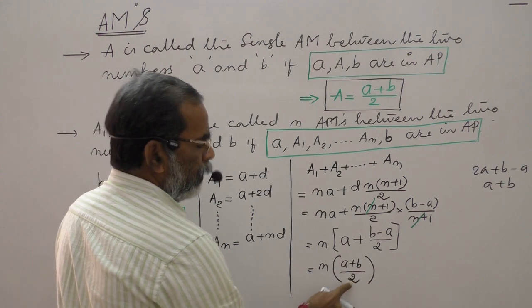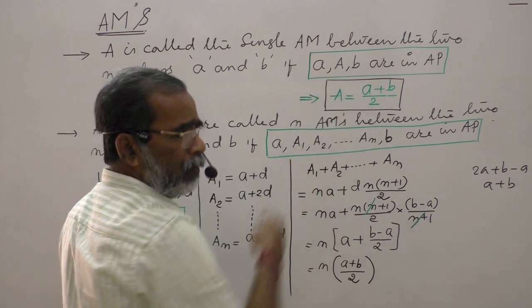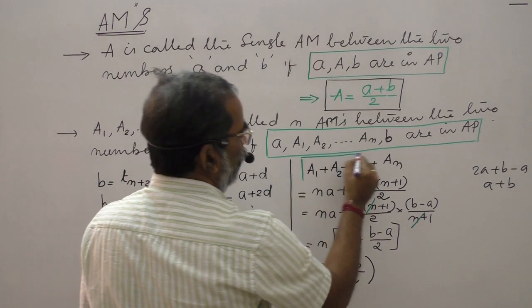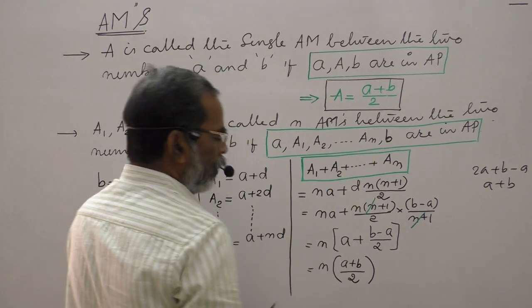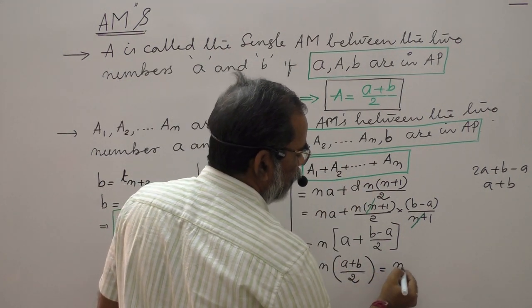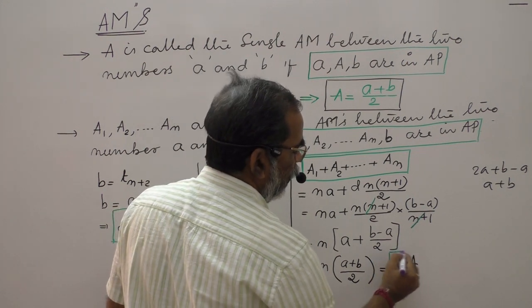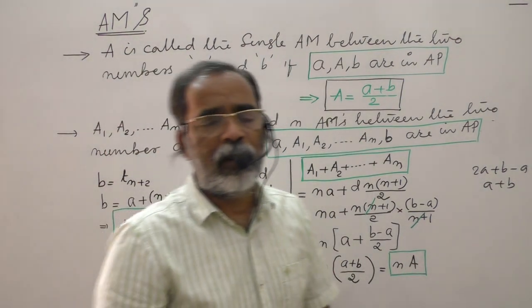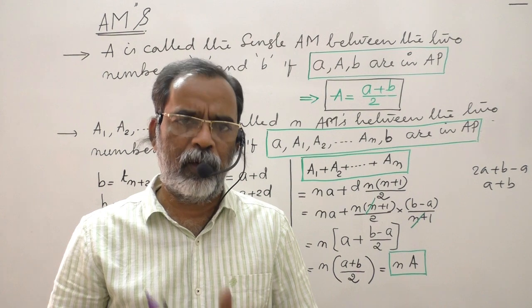So what is a plus b by 2? It is the single arithmetic mean, single AM between the same numbers. Therefore, what we can conclude now is, if two numbers a and b are given, then the sum of n AMs between them is equal to n times the single AM. What is it? n times the single AM. a plus b by 2 means it is the single AM. Yes, this is about inserting arithmetic means between two given numbers.